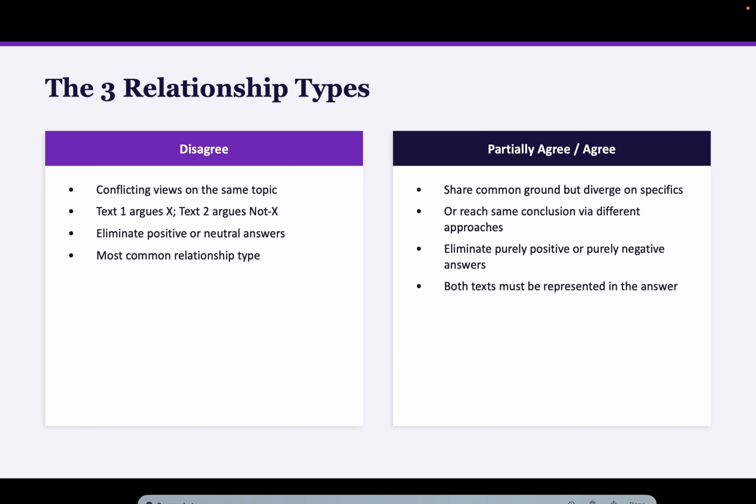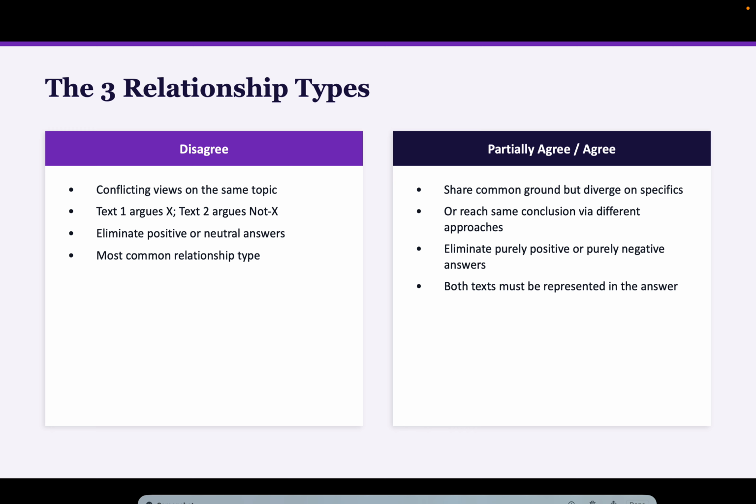Same with neutral. If they say, oh, actually, they don't disagree, maybe one of them is talking about one thing and the other one is talking about something else. That's not true because they're talking about the same thing and they just have exact opposite stances. Finally, this is the most common relationship type, so you want to get very, very good at solving these.